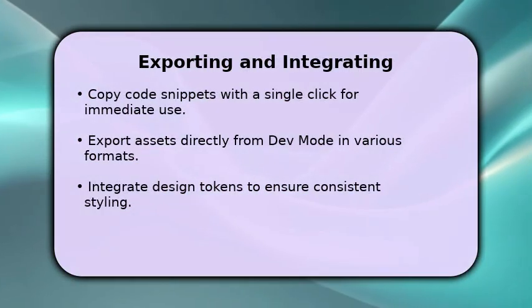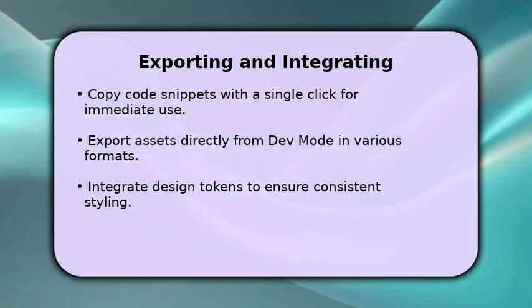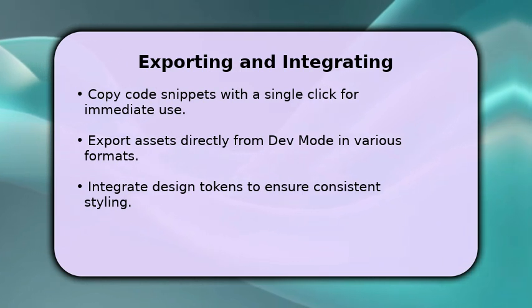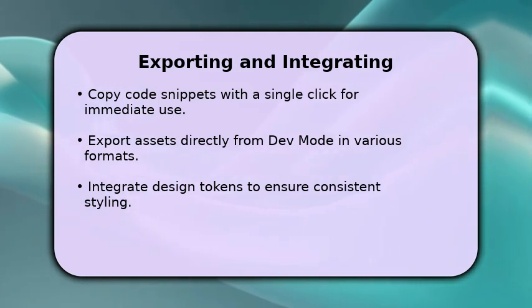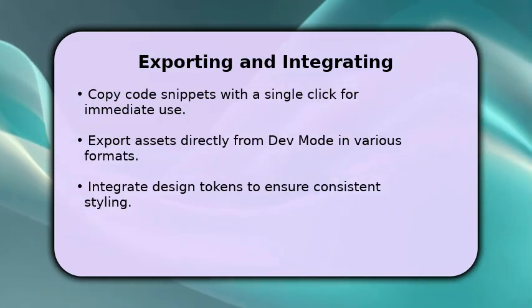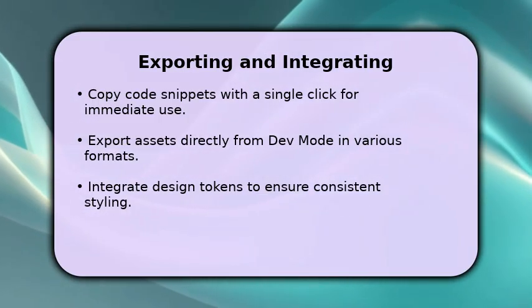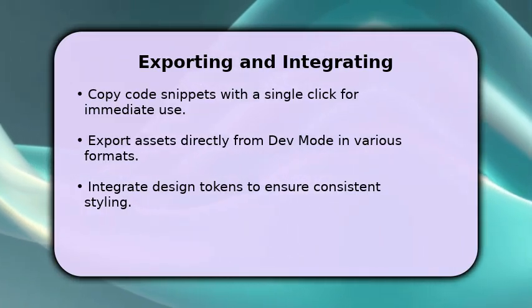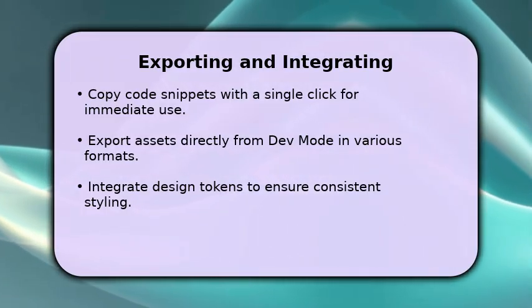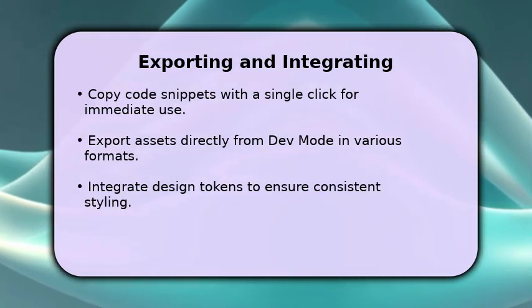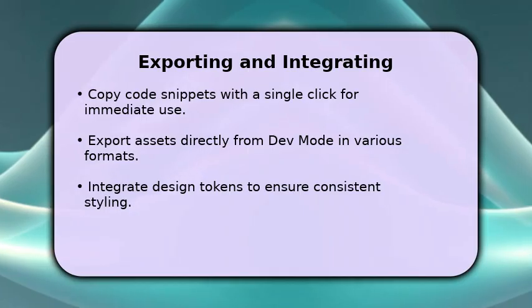Once you have customized your code, copying snippets is as simple as one click, ready for immediate use in your development environment. You can also export assets directly from Dev Mode in various formats, such as SVG or PNG. Integrate design tokens to maintain consistent styling across your entire project. This process fosters efficient collaboration between designers and developers, ensuring a smooth and accurate design-to-code workflow.